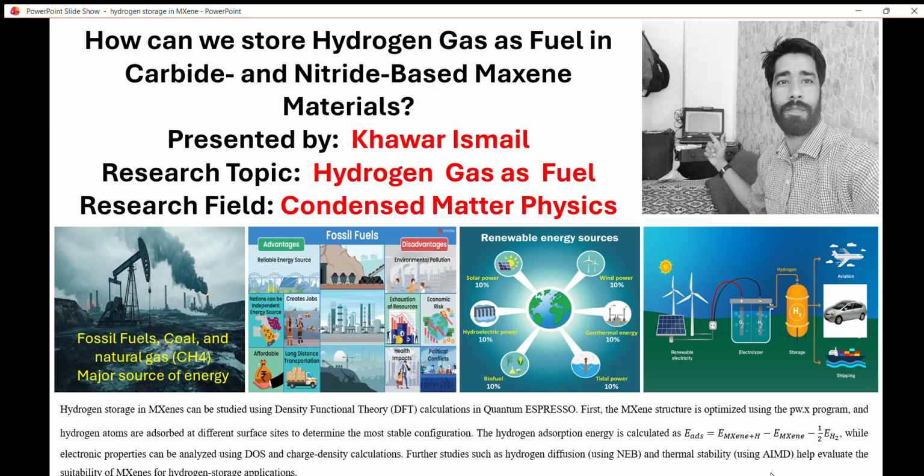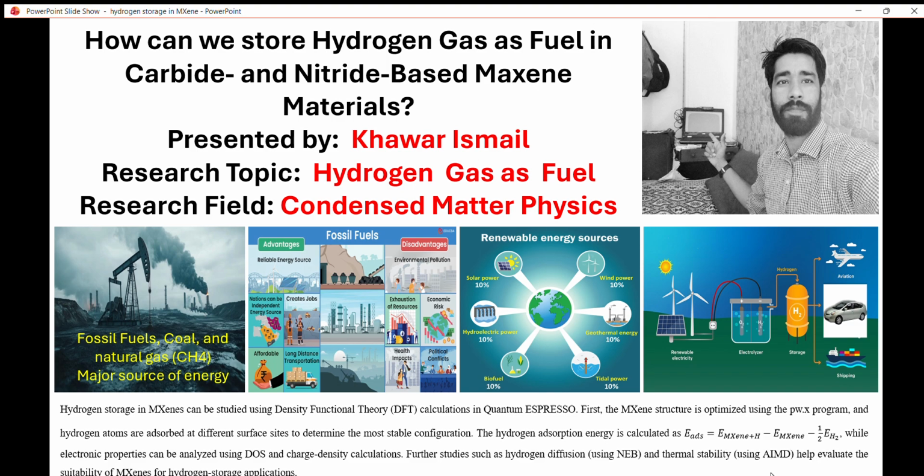But here I present and demonstrate, from a theoretical point of view, how hydrogen gas can be stored in carbide and nitride-based MXene material. Before going on to explain the mechanism, I am interested in explaining the past, present, and future, and why we need to store hydrogen in metal hydrides or maybe in MXene. But the major focus here is only the MXene materials.